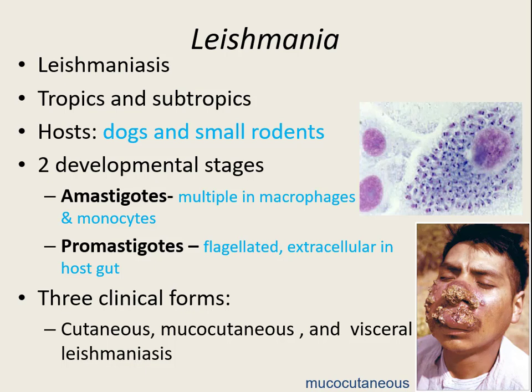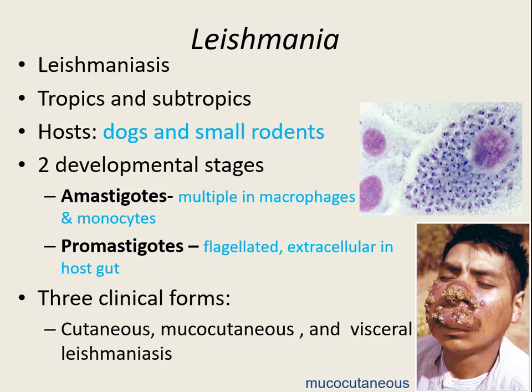Now, when picked up, what are the things that you can develop? So you can develop cutaneous, mucocutaneous, and visceral leishmaniasis. Cutaneous, again, based on its name, it affects the skin. It causes skin ulcers at the bite site, might lead to secondary infections if not treated.